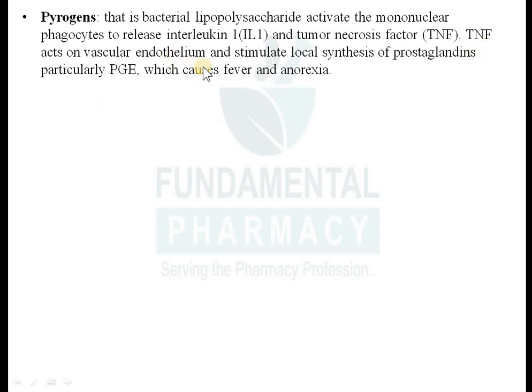And this TNF will act on the vascular endothelium and stimulate the local production of prostaglandins, particularly prostaglandin E1 and E2. Now these prostaglandins are responsible for the fever, anorexia. Also they will increase the sensitivity of nerve endings to the pain. So that's how you will get pain and fever.